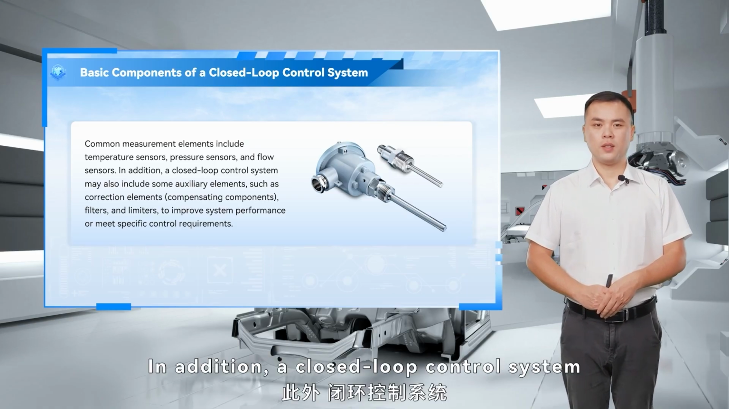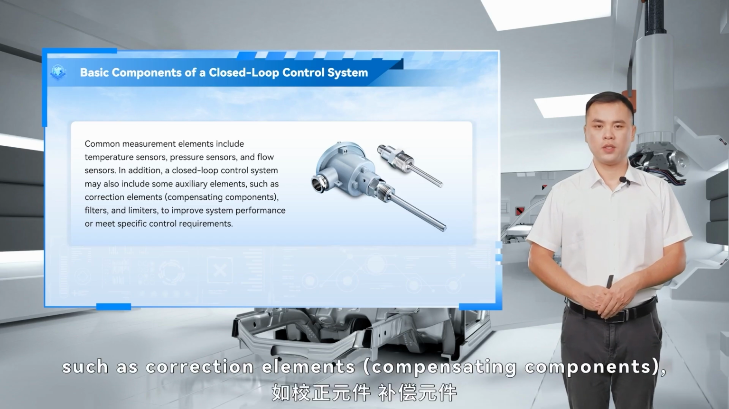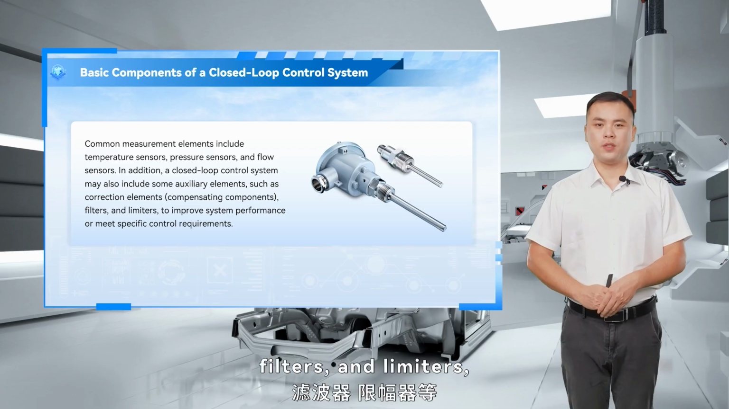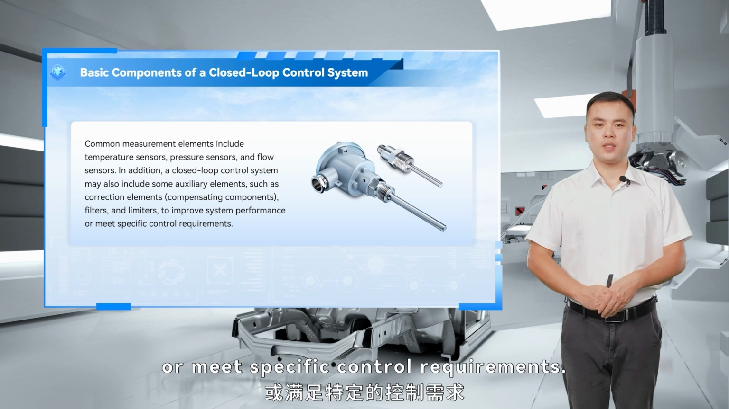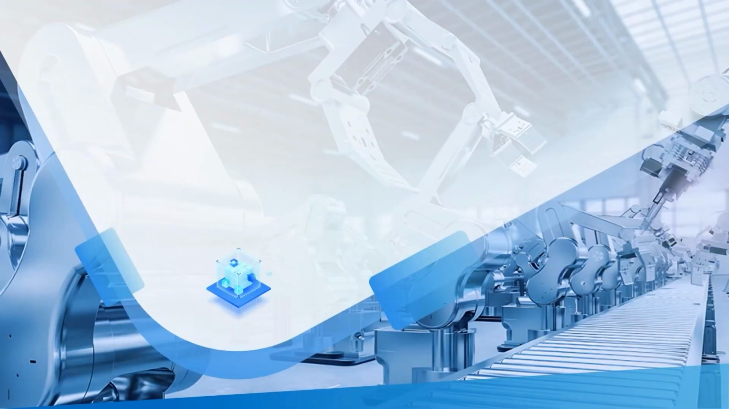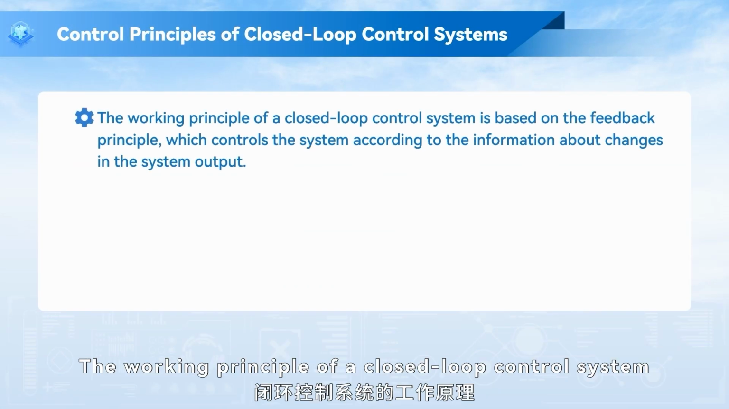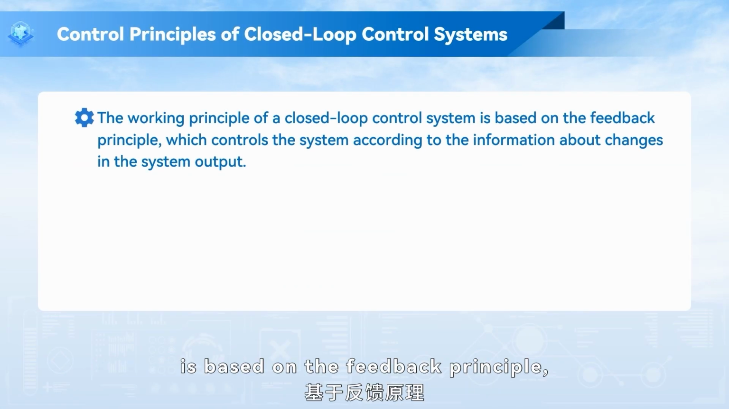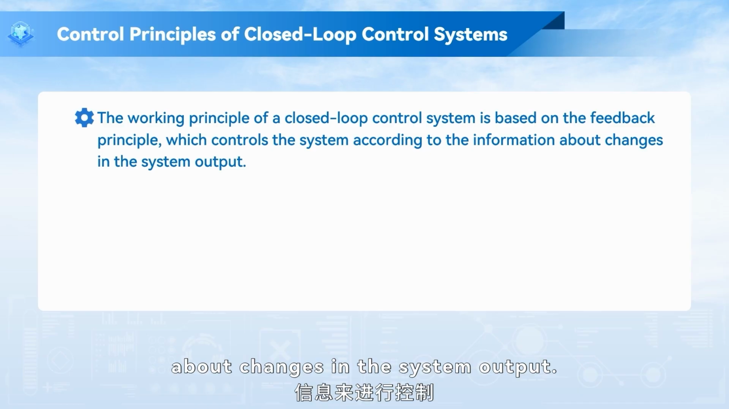In addition, a closed-loop control system may also include some auxiliary elements, such as correction elements, compensating components, filters, and limiters, to improve system performance or meet specific control requirements. 2. Control principles of closed-loop control systems. The working principle of a closed-loop control system is based on the feedback principle, which controls the system according to the information about changes in the system output.